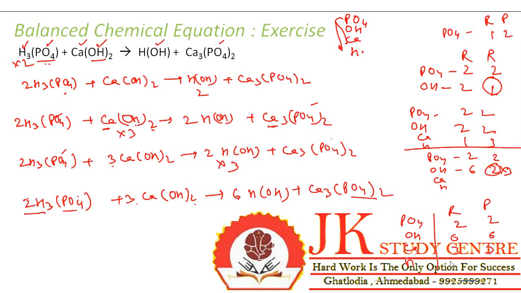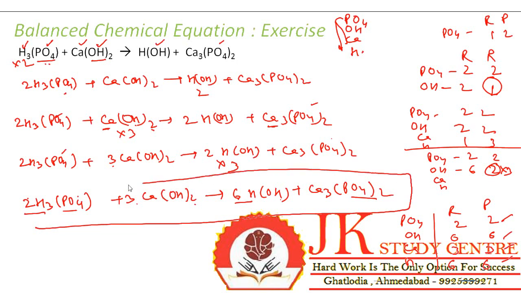Now left with hydrogen. Hydrogen here is 3 into 2, 6. Here 6 into 1, 6. So you see everything is balanced. Thus I can say that this is my balanced chemical reaction. Correct.